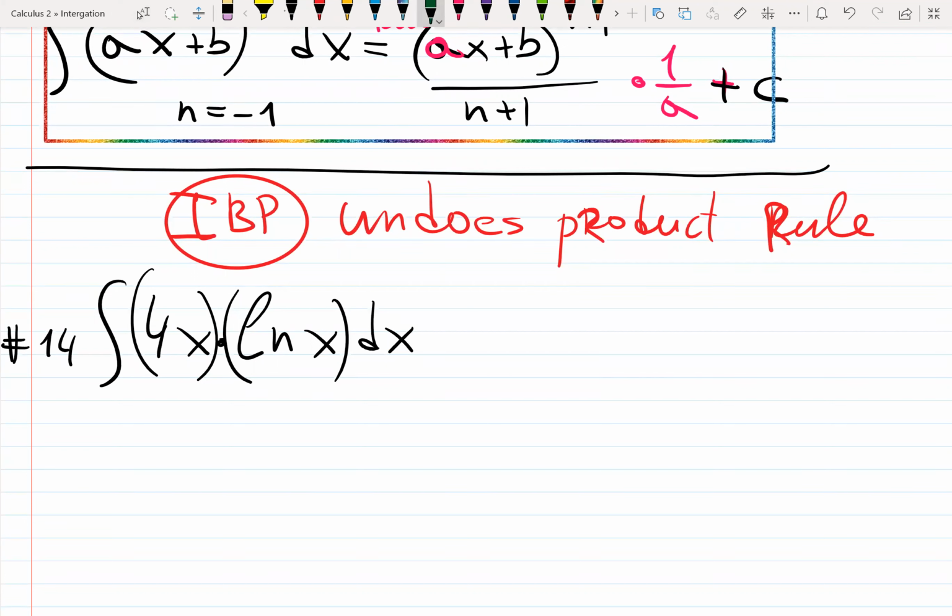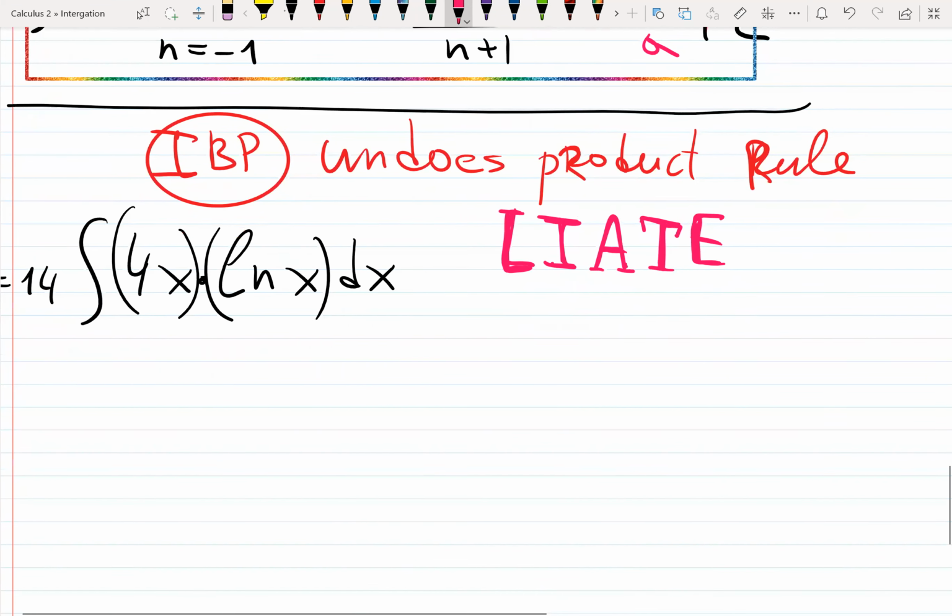Now, definitely watch my video about LIATE. That's actually a must-do to be successful in this class, because not all books teach LIATE. And I was so angry when I learned it. Not all books teach this amazing memorization hint on how to choose U in integration by parts. I did not know this because my book did not teach me. And I was struggling so much in integration by parts. And I learned it when it was too late already, and I had wasted so much time before that.